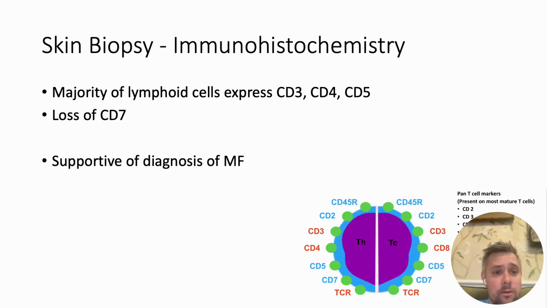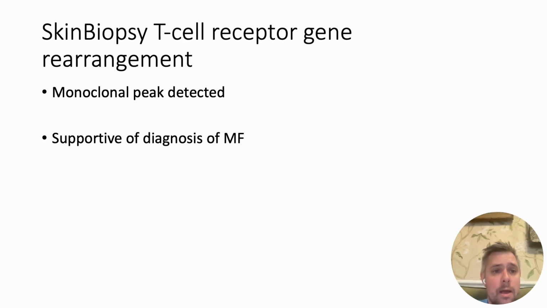To confirm this, they did immunohistochemistry, and the majority of the lymphoid cells expressed CD3, CD4, CD5, but there was loss of the pan-T cell marker CD7, and this was supportive of a diagnosis of mycosis fungoides. And then they did T cell receptor gene rearrangement, and this showed a monoclonal peak. So again, it was quite easy and supportive of a diagnosis of mycosis fungoides.